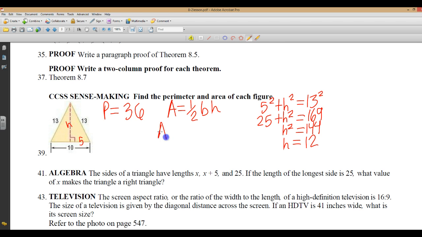So my area is equal to half of the entire base, which is 10, times the height, which is 12. So I'd have half of 10, which is 5, times 12, which is 60. For perimeter, we would want units, and for area, square units.